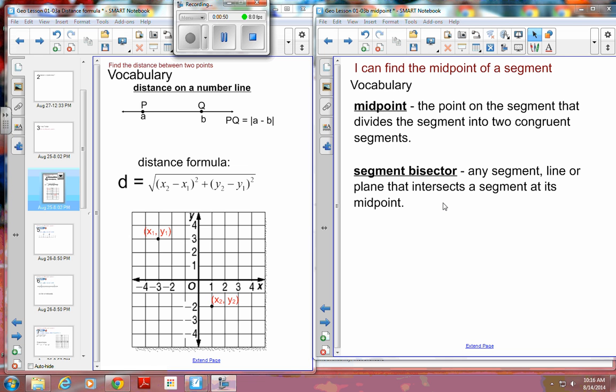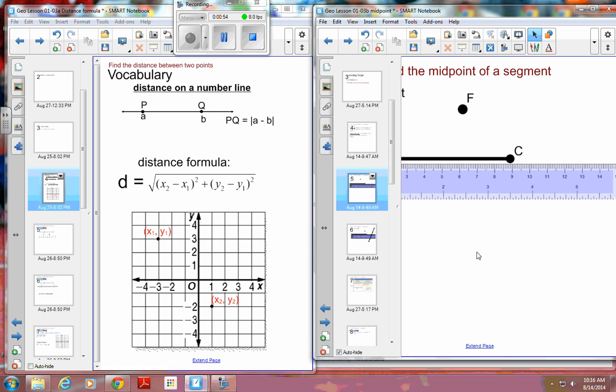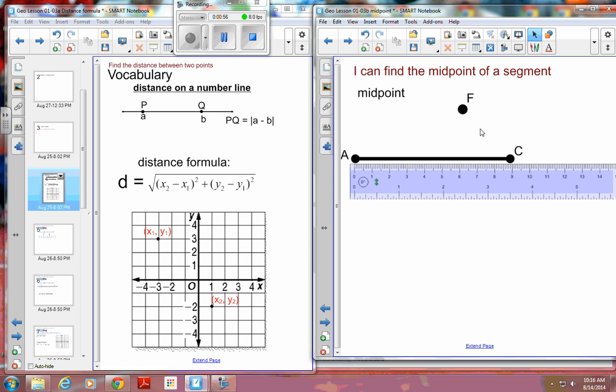Midpoint and segment bisector. Let me get a little bit more in depth here with those. So midpoint. Midpoint is the point in the middle, the middle point. So if this segment AC is 9 centimeters long, halfway across that would be 4.5. So F should go at 4.5 if it is my midpoint. So that means this is 4.5 centimeters here, and this is 4.5 centimeters over here, if the entire distance is 9 centimeters.